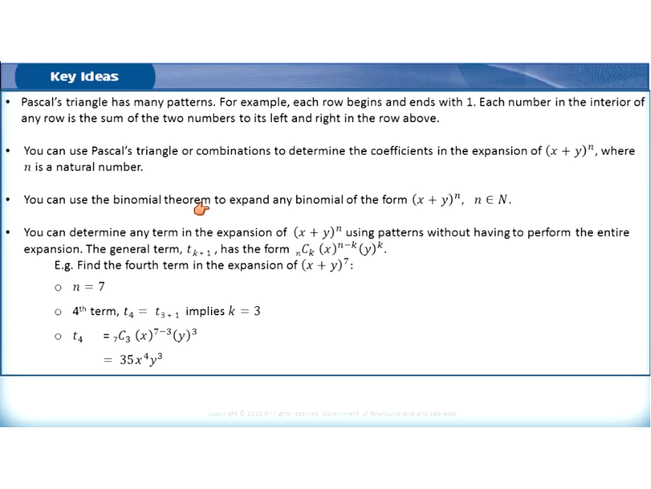You can use the binomial theorem to expand any binomial of the form (x plus y) to the power of n, where n is a natural number. With the binomial theorem, you can determine any term of the expansion using a pattern without having to perform the entire expansion, and there's your pattern that we just talked about. The C of n choose k, x to the n subtract k, y to the k. And there's an example of it again. You already saw me do that example. And that ends this lesson.